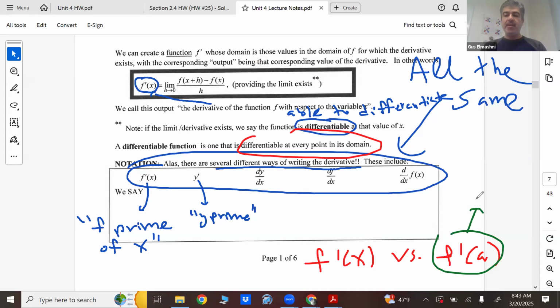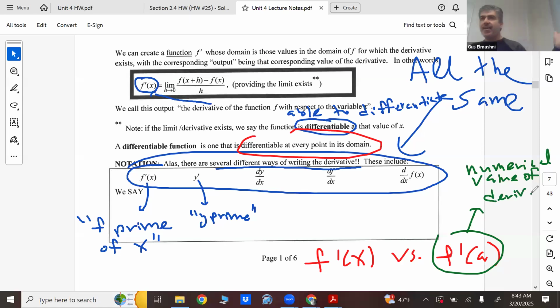This right here is a numerical value. Just so you get used to what I do, that's a numerical value of the derivative. So whatever a is, say a is 5, then I want that slope, right? That's going to be a slope.